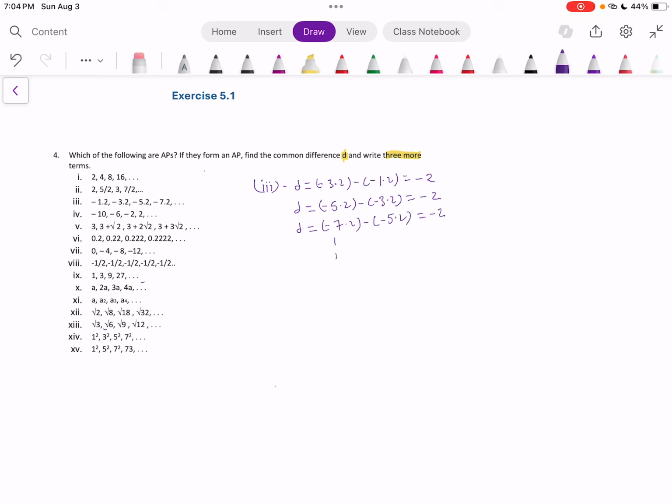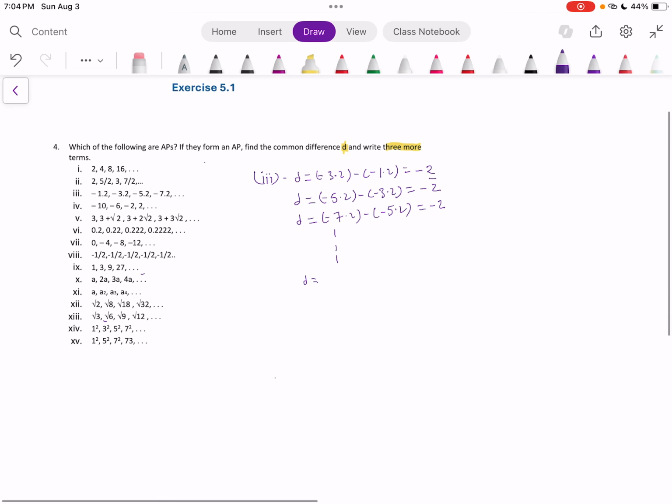So far we know that these numbers make an AP, and the common difference is negative 2. Now it's an AP, so we are going to find 3 more terms, that is first, second, third, fourth.